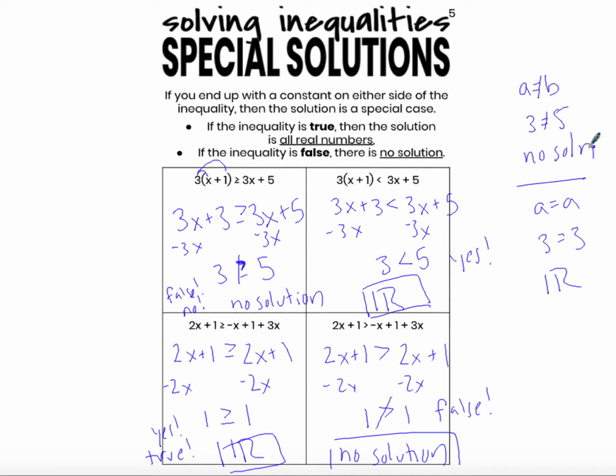So to recap, you can't just memorize something like we could with equations. Constant equals constant, all real numbers, constant equals constant that aren't actually equal, no solution. You just have to solve until you get to a constant on either side of the inequality and then ask yourself, is this inequality true? If it's true, then the solution is all real numbers. If the inequality is false, then there's no solution to the given inequality.